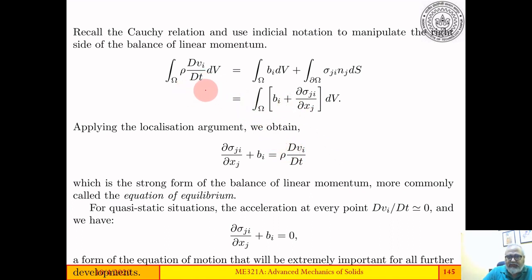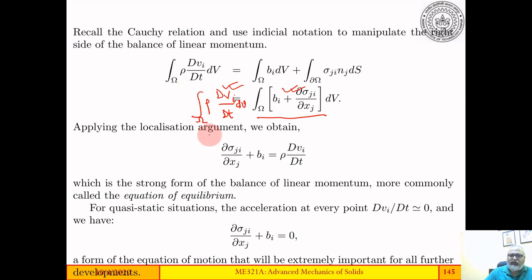So this is rho dv_i/dt in index notation, dv or omega, is equal to this. Apply the localization argument again, that if this has to be equal to this for no matter how small a volume omega is, then the only way that can happen is if they are equal at each and every point. That's a localization argument. I have explained what assumptions, what thought processes go behind the localization argument.